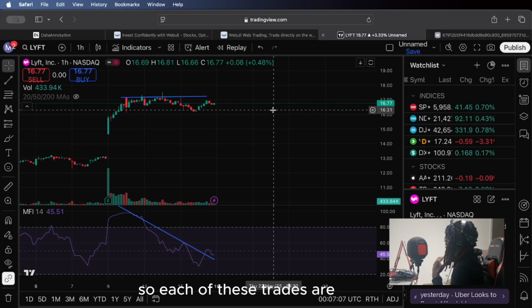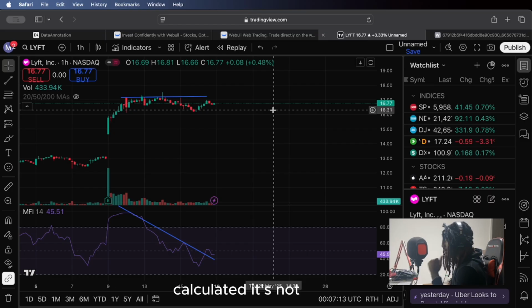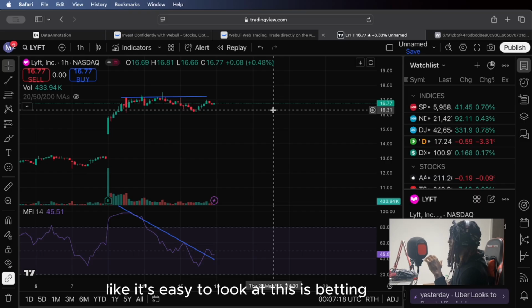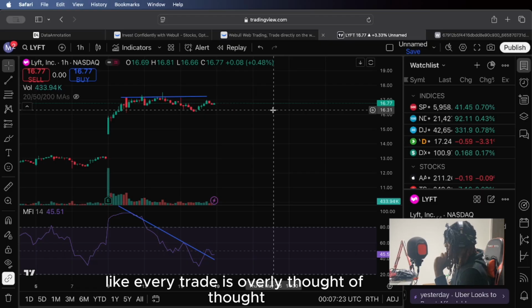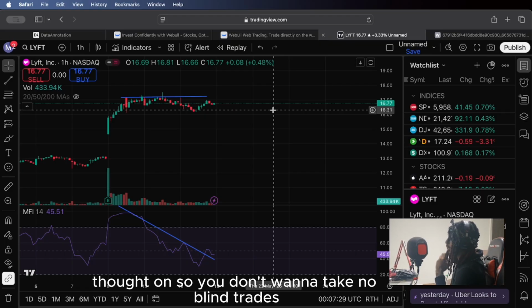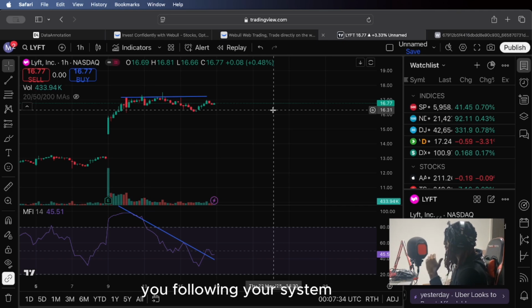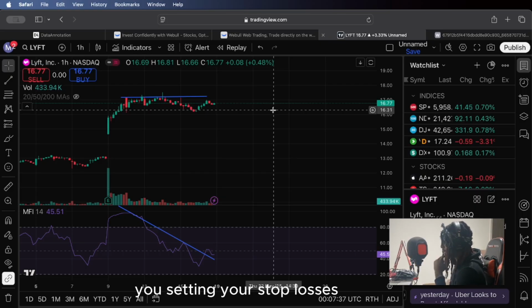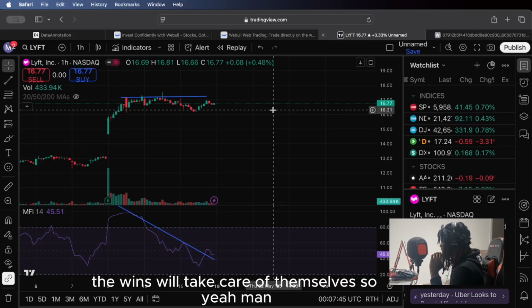So each of these trades are technical. Each of these trades are calculated. This is not betting. It's easy to look at this as betting, but it's not betting because we're taking calculated trades. Every trade is overly thought out, so you don't want to take any blind trades. This is not a casino. You will lose your money. So just make sure everything is calculated. You follow your system, you set your stop losses, minus 10, 15%, whatever you're comfortable with losing. Because if you take care of your losses, the wins will take care of themselves.